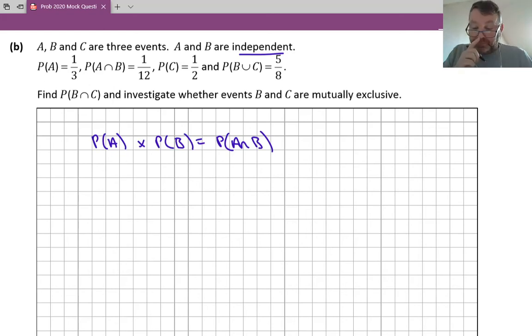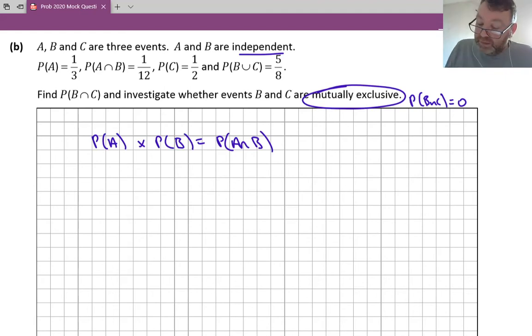P of A is a third, P of A intersection B is a 12th, P of C is a half, and P of B union C is 5/8. Find the intersection of B and C and investigate whether events B and C are mutually exclusive. Okay, now there's another key word we know. If events are mutually exclusive, they have no intersection. So in that case, here's what we do know. If we want to show that B and C are mutually exclusive, then the probability of B intersection C should be equal to zero. So if they are mutually exclusive, then there should be no intersection between them, no overlap. All right. So let's keep that in mind for the next part of the question.